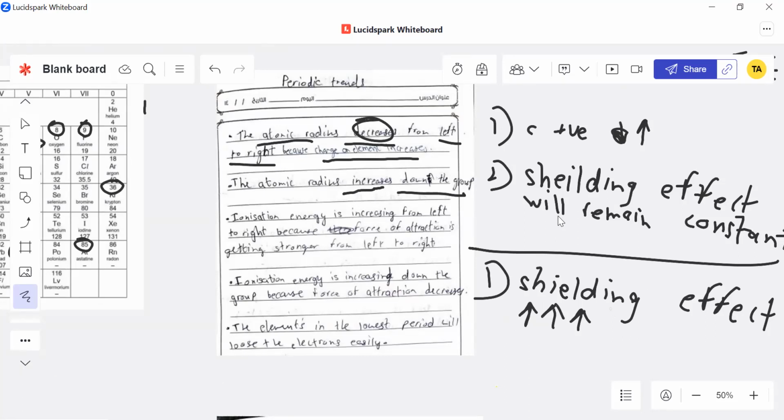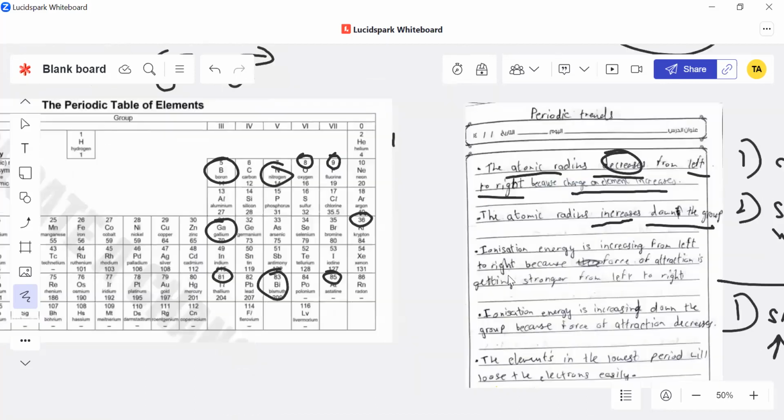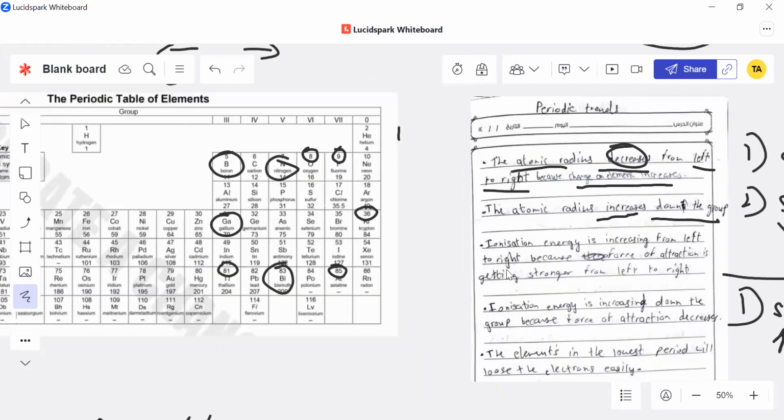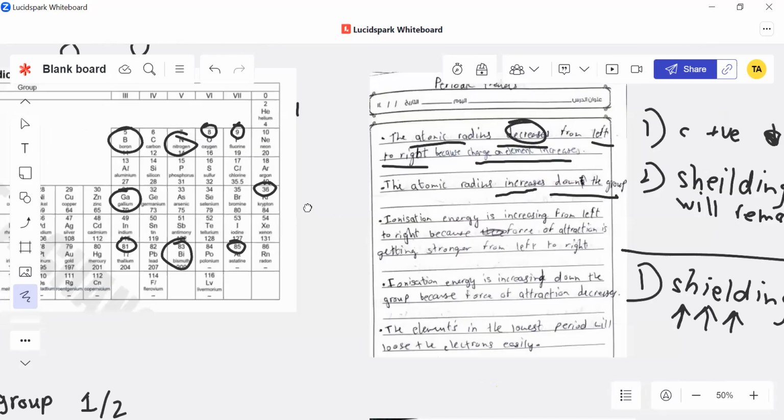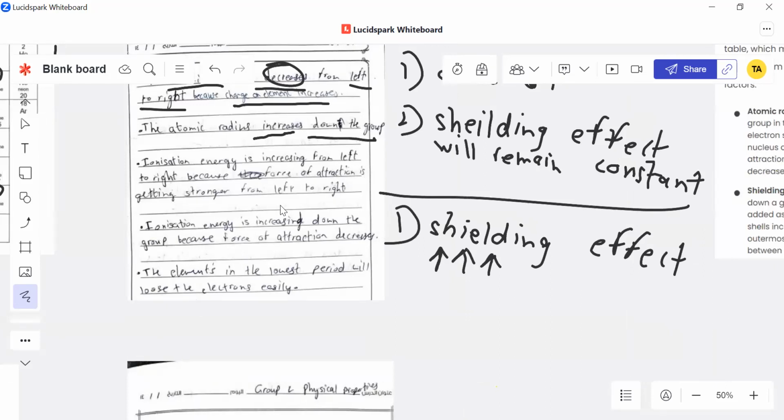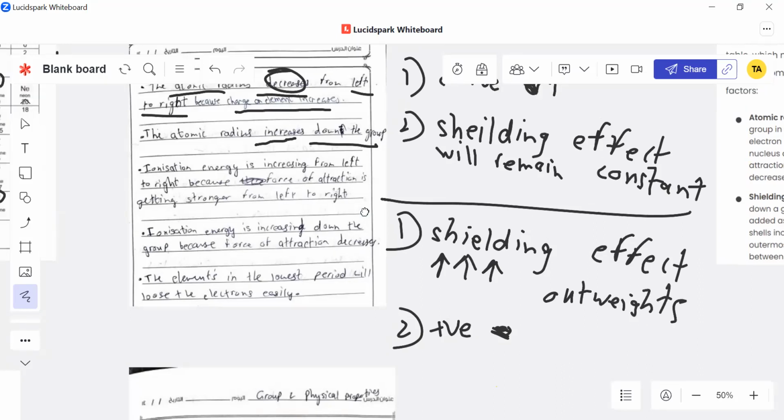Now, you might be thinking that the charge is also increasing, right? The charge is also increasing by a huge margin. You can see that there are 9 protons in fluorine, but there are 85 protons in astatine. And this is also a valid point, but remember that positive charge is not having that much effect compared to the shielding effect. So the shielding effect outweighs the positive charge effect.